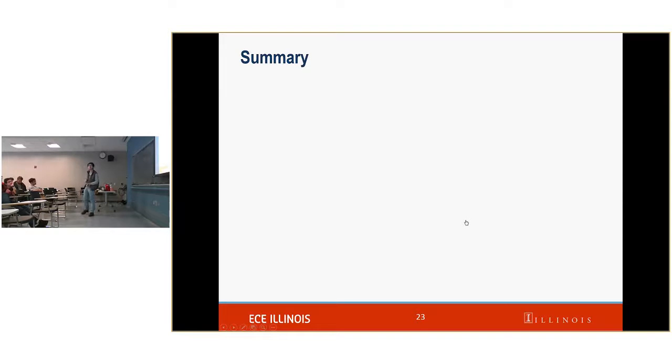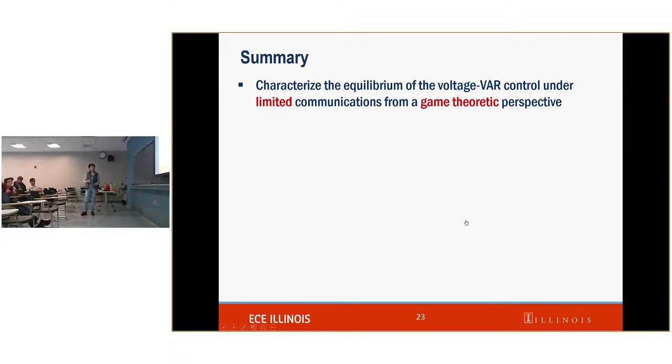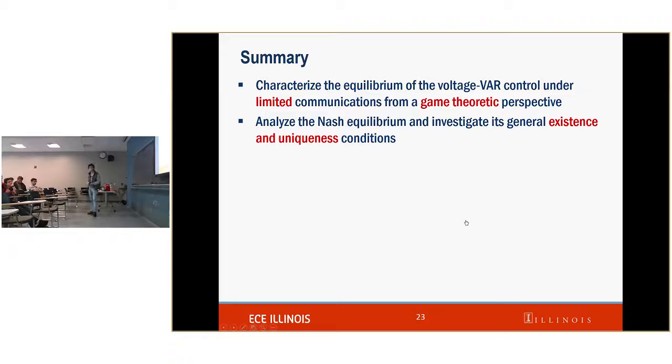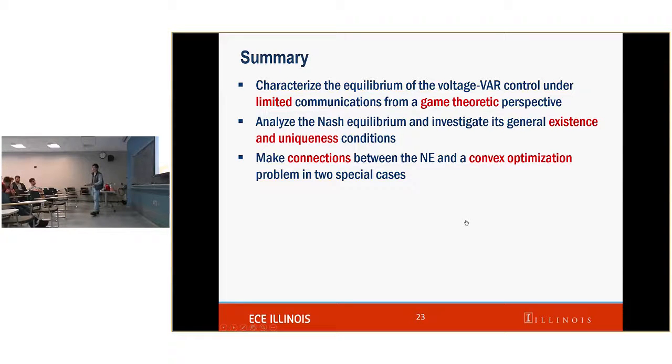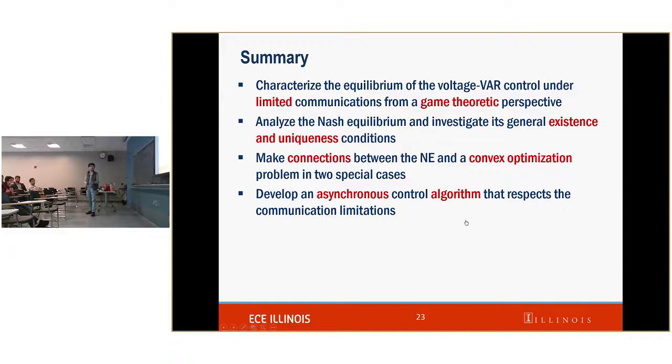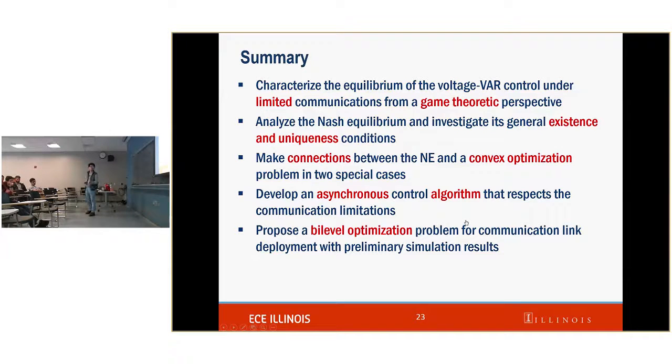So to sum up, we have characterized the equilibrium of the voltage control, VAR control problem under limited communications from a game theoretic perspective. And then we analyze the Nash equilibrium and investigate its general existence and uniqueness conditions. And then we make connections between the equilibrium and a convex optimization problem in two special cases. And we provide some insights on the value of communications in these two special cases. And then we develop an asynchronous control algorithm that respects its communication limitations. And then we propose a bilevel optimization problem and provide some preliminary simulation results.